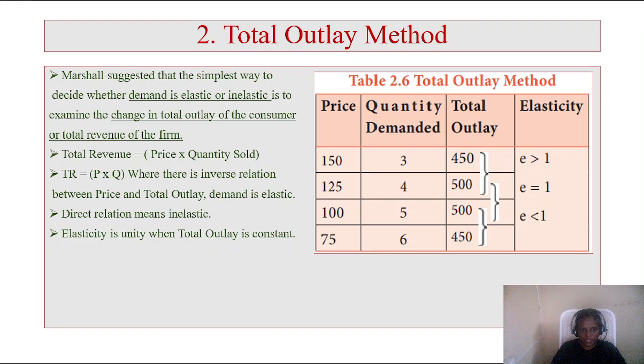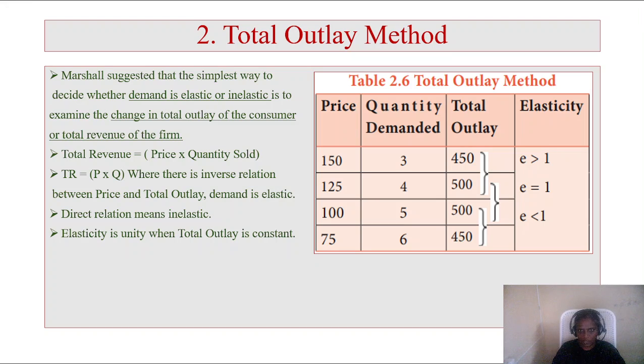So if there is an inverse relationship between the price and total quantity, then the demand will be elastic, and inelastic vice versa, we know. If the elasticity is greater than 1, it will be elastic. If it is less than 1, inelastic. If it is equal to 1, what will happen? The elasticity is unitary. So this is a very important concept, and here with an example he is explaining the total outlay method.